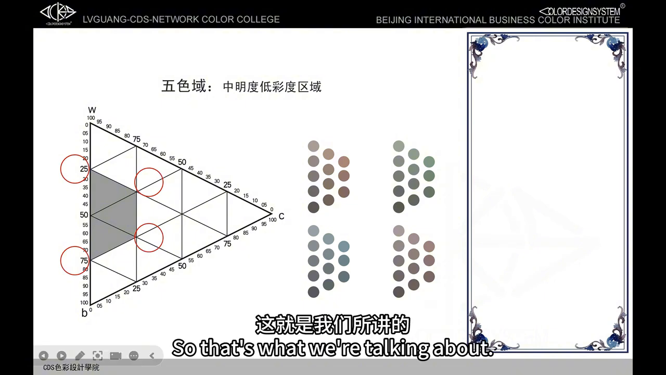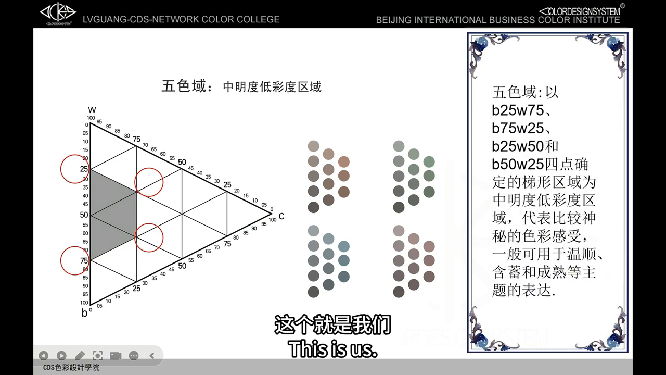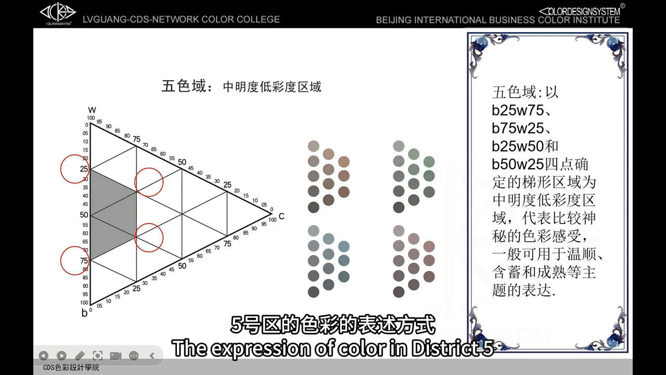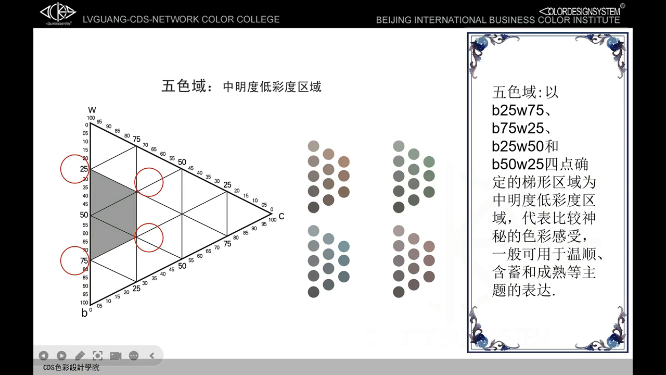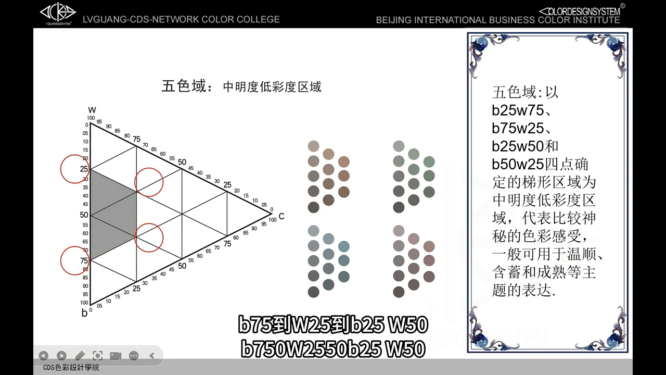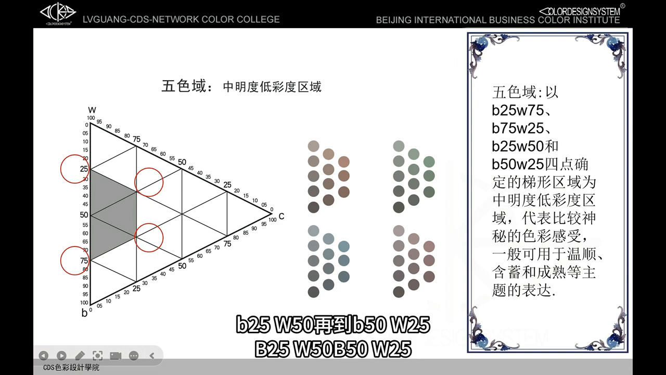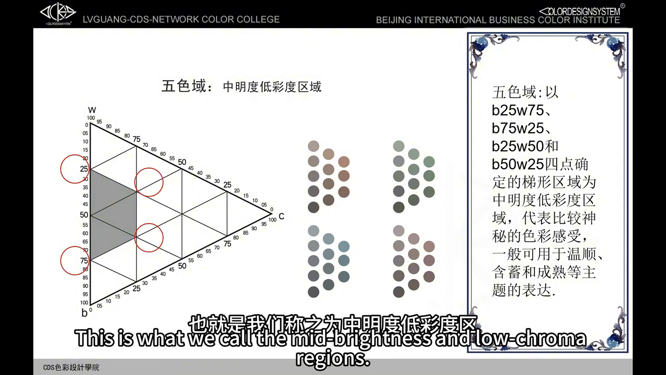So that's what we're talking about: the District 5 features. This is the expression of color in District 5: B25W75 to B75W25, B75W50 to B25W50, B25W50, B50W25. Just this location, the area where these 4 points intersect, is what we call the mid-brightness and low chroma region.